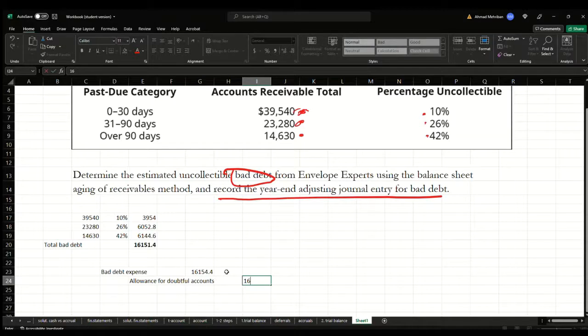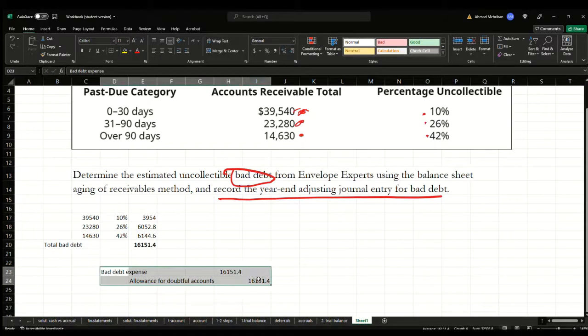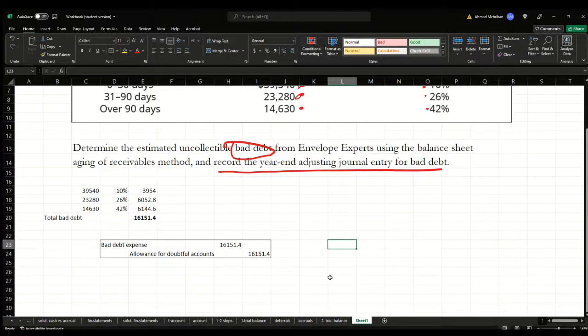Sorry, I made a mistake, but I'll fix it. Just a second. Yep. So this will be our journal entry for the year-end adjusting process. I hope this was useful and you will be able to understand this example much better.